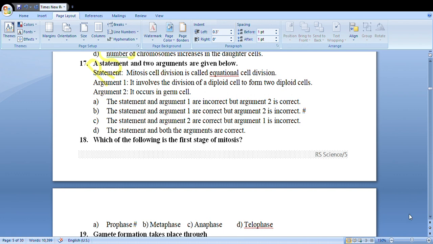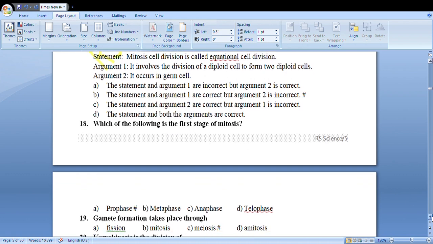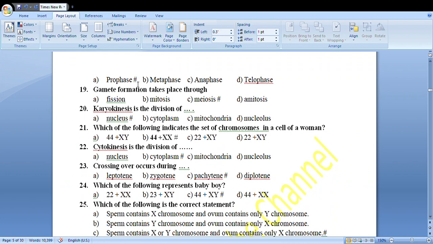Which of the following is the first stage of mitosis? Obviously prophase. Gamete formation takes place through which process? Obviously the meiosis process. Karyokinesis means the division of the nucleus. Which of the following indicates the set of chromosomes in the cell of a woman? A woman contains XX chromosomes only, so 44 plus XX, altogether 46 in humans. Cytokinesis is the division of cytoplasm.